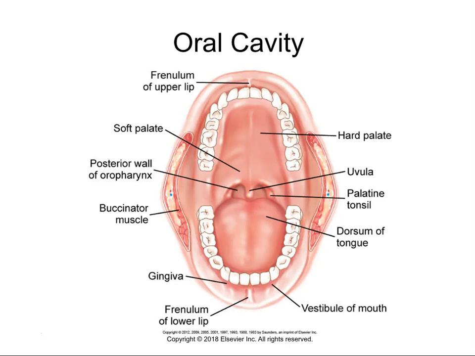A couple other things to point out. You have a word part bucco, which means cheek. In this picture here, you can see the buccal cavity, which is the area between the teeth and the cheeks. So you'll see that the buccinator muscle is located in that area. You also have the word part chylo. Chylo means lip.